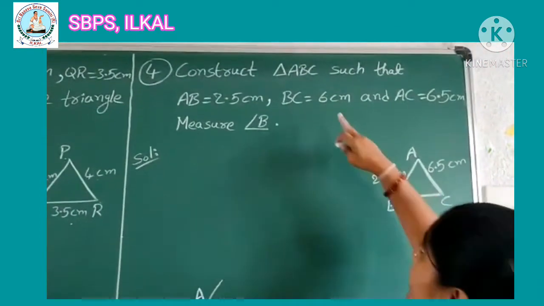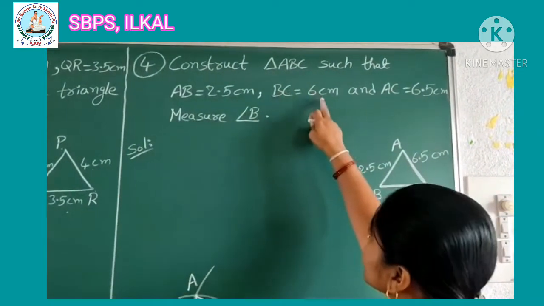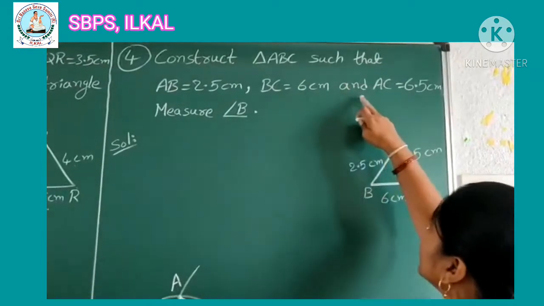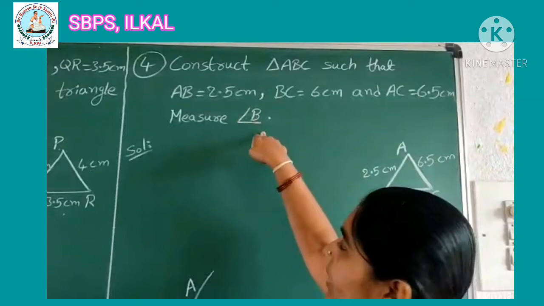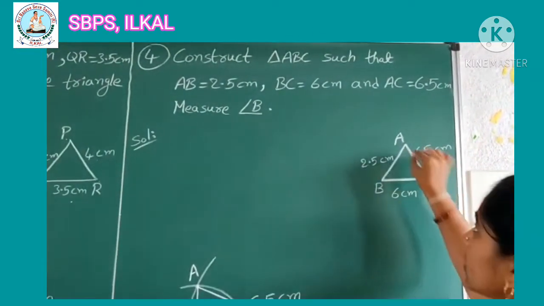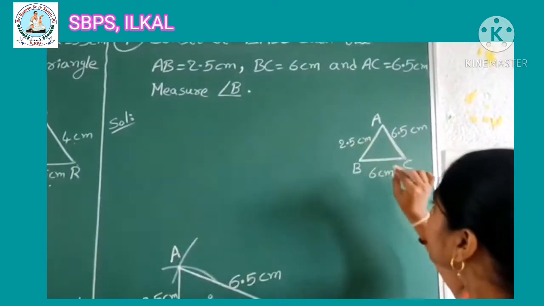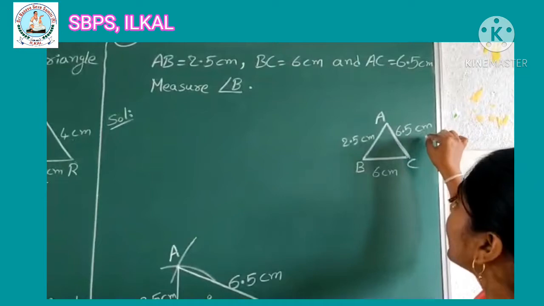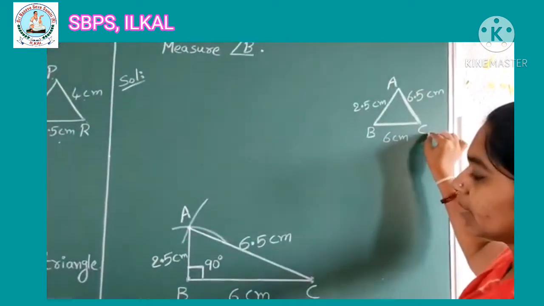Construct a triangle ABC such that AB is equal to 2.5 cm, BC is equal to 6 cm and AC is equal to 6.5 cm. Measure angle B, they said. Okay. Let us draw a rough diagram first. ABC triangle we have to construct. AB is equal to 2.5, BC is 6 cm and AC is 6.5 cm. Here BC is equal to 6 cm.